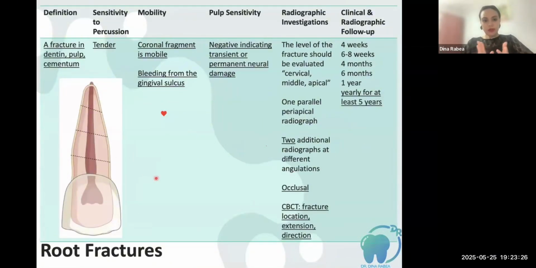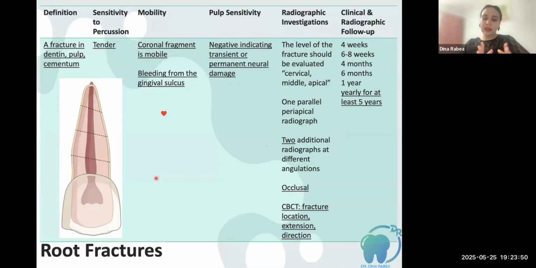So let's proceed to the last kind of fracture. We have discussed enamel fractures, enamel dentine fractures, complicated enamel dentine fractures, crown root fractures, complicated and uncomplicated, and now we are discussing root fractures. And the last fracture is the alveolar fracture that I also told you, I think it's beyond the capabilities of pediatric dentistry alone.